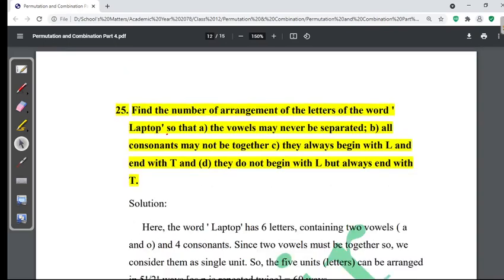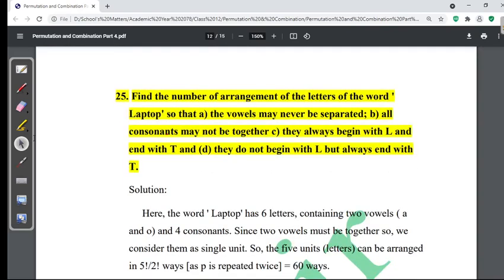But the final point of this question is they do not begin with L but always end with T.